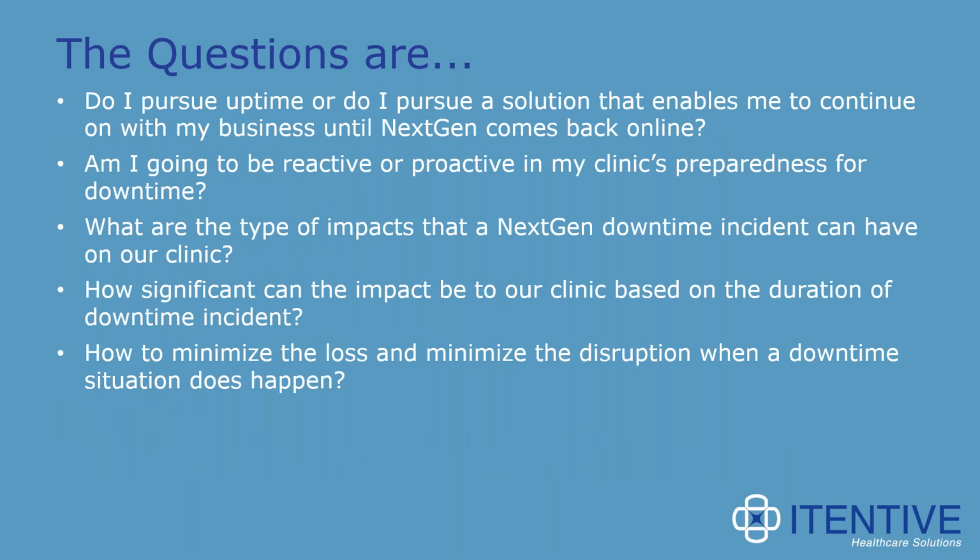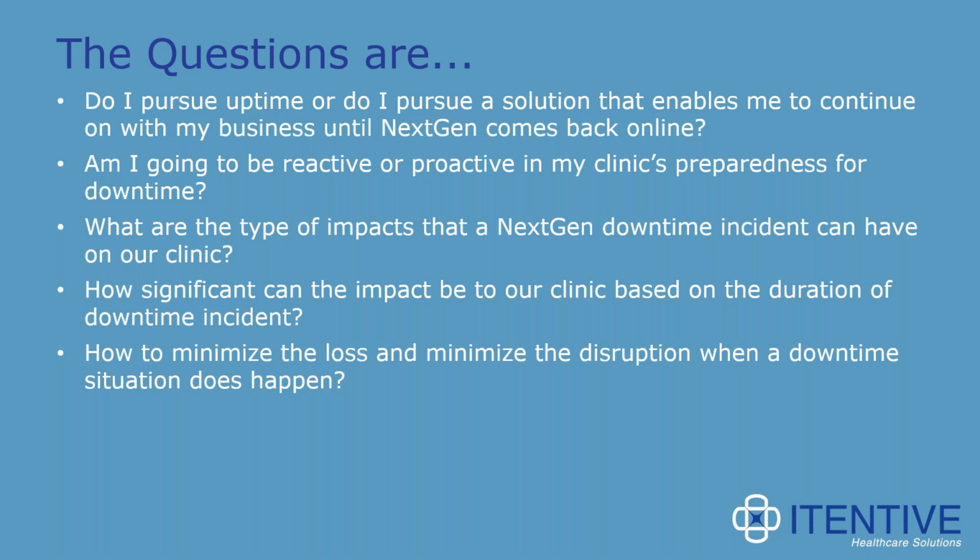So as we reflect on what I talked about, our systems are complex, our systems are dependent on many components, the downtime is caused by unexpected events that are beyond our control, and there are the types of impacts that it can have on our practice and on our health center. Some questions that we should be asking ourselves are, do I pursue more uptime, or do I pursue a solution that enables me to continue on with my business until NextGen comes back online?